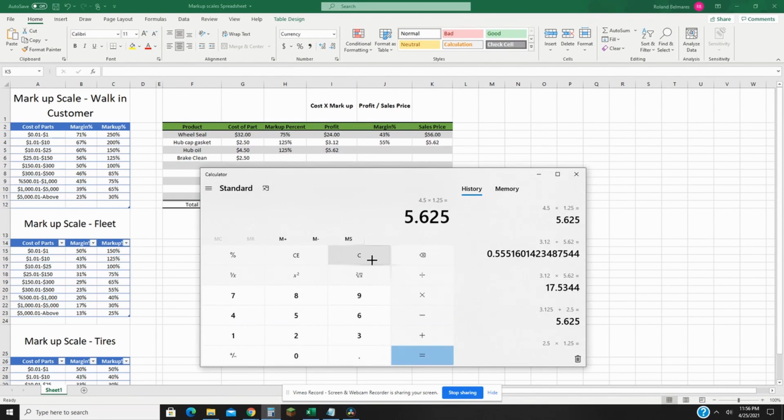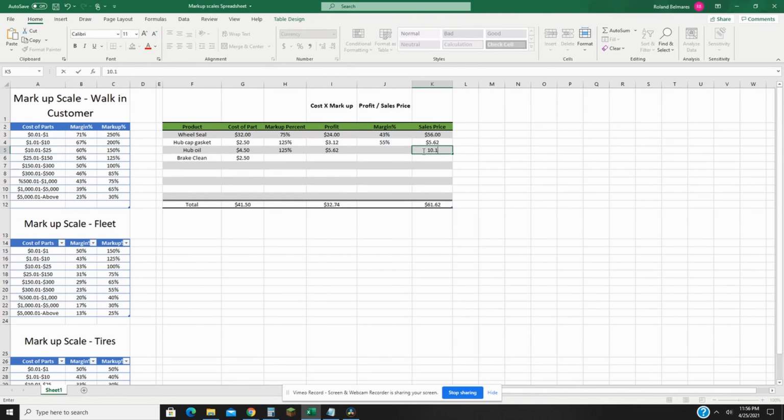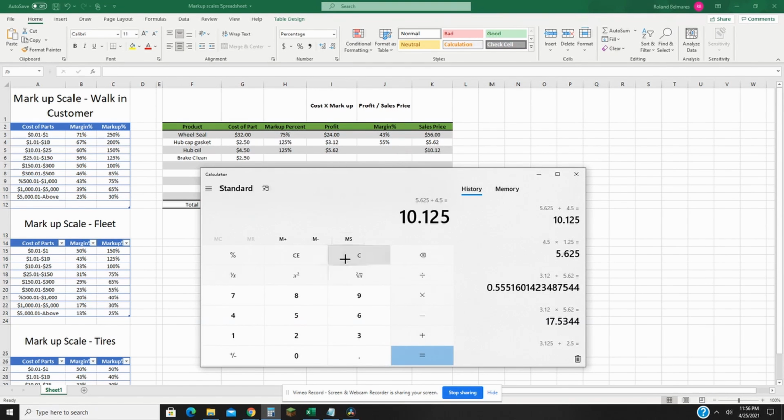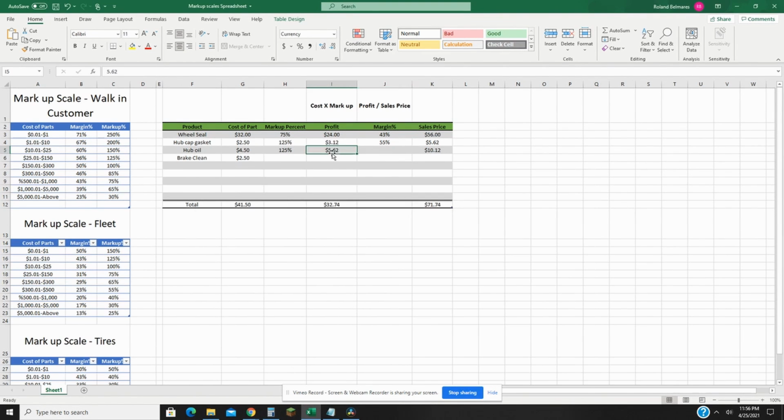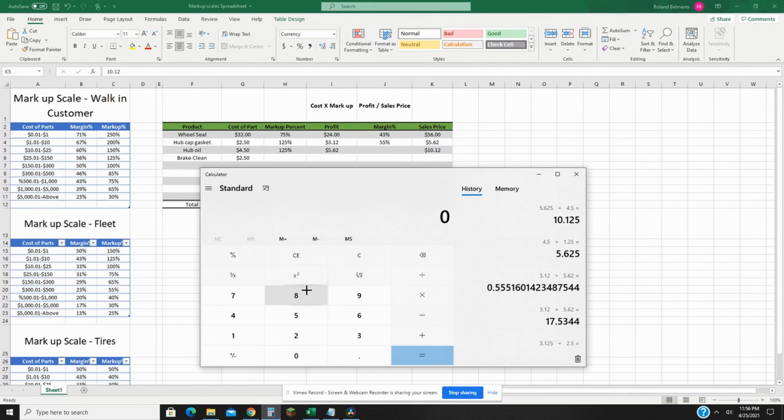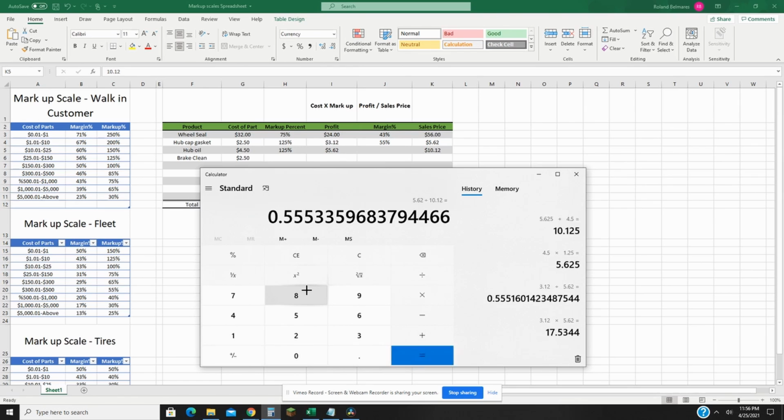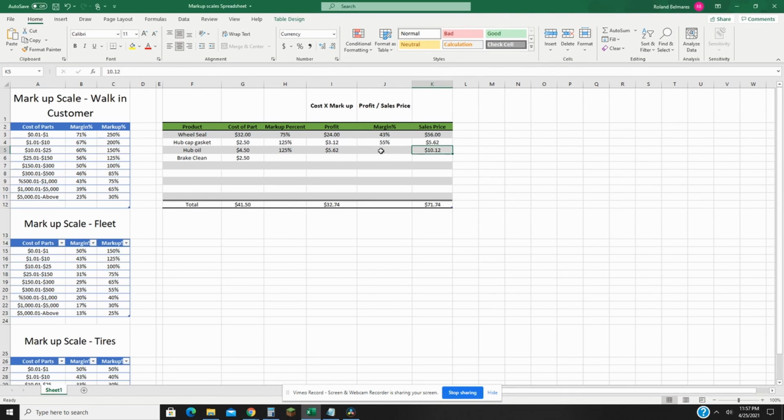So what does that mean we're going to sell that hub oil for? See, $5.62 plus the price we paid for it, which is $4.50. $10.12 is how much we're charging. Okay, so what does that make our profit margin? So our profit margin is our profit divided by our sell price. So we're going to do our profit, which was $5.62, divide that by $10.12. So there, 55% is our profit again, profit margin.